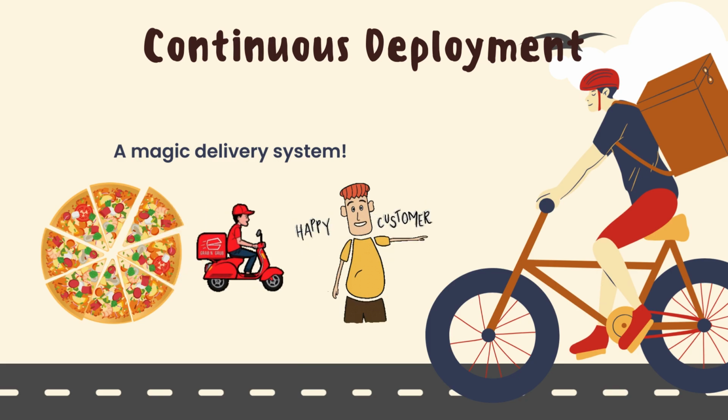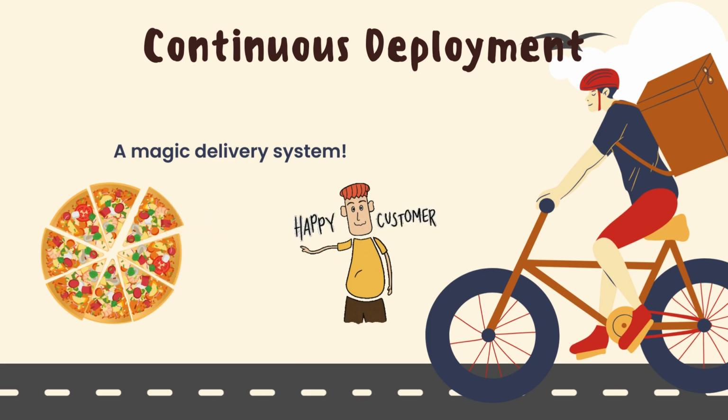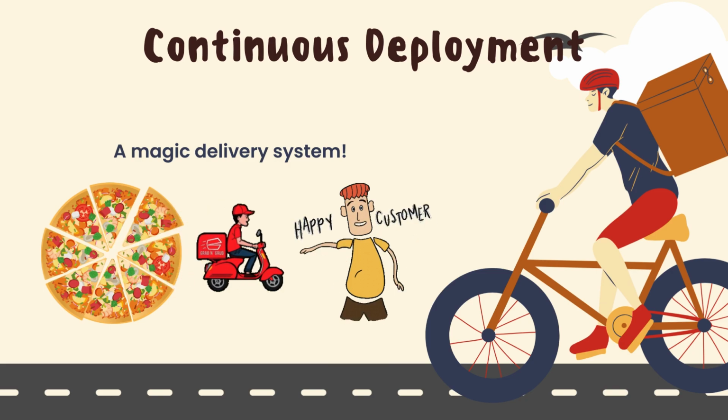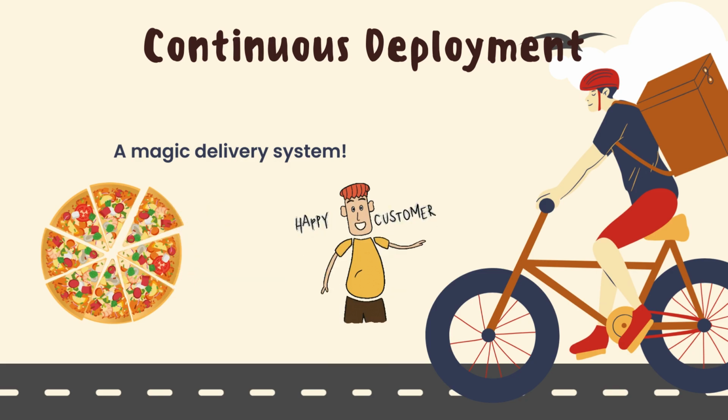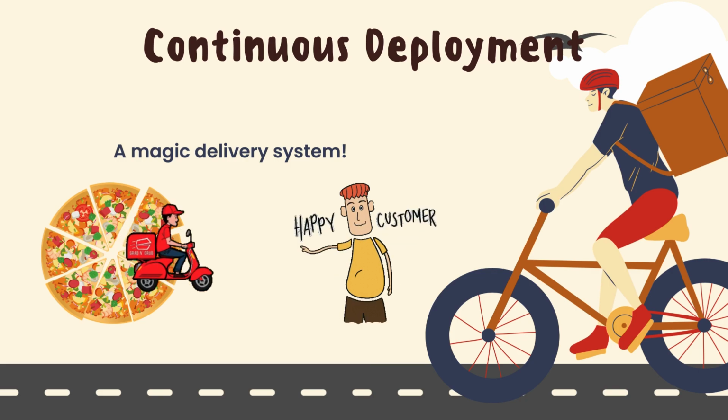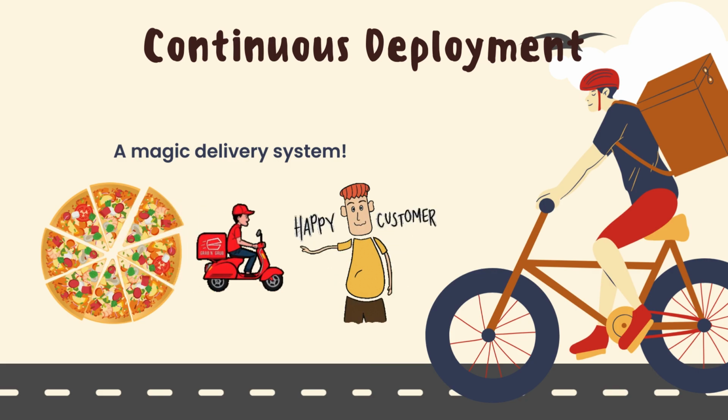So continuous delivery is keeping your pizza ready in a kitchen, and continuous deployment is like a magic delivery system that automatically sends it out as soon as it's good to go. Your software is always prepared and delivered hot.